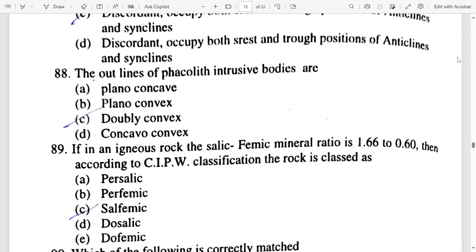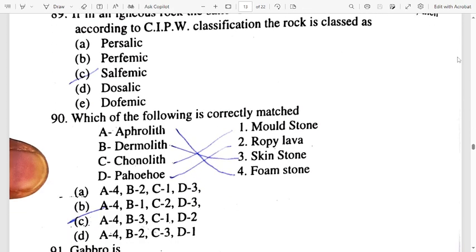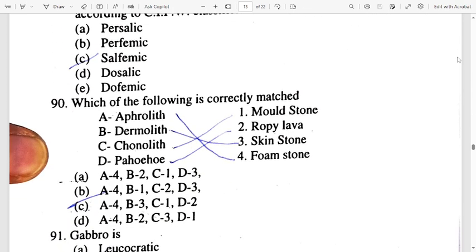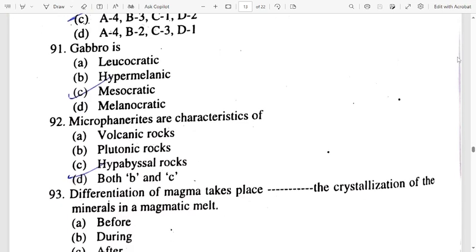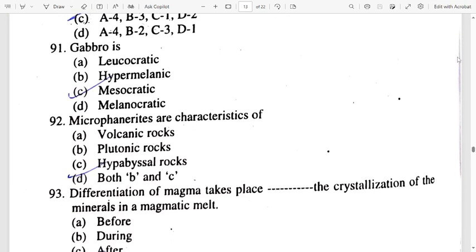If in an igneous rock the salic to femic mineral ratio is 1.66 to 0.60, then according to CIPW classification the rock is classed as salfemic. Which of the following is correctly matched? Aphrolith, foam stone; dermolith, skin stone; conolith is mold stone; pahoehoe, ropy lava; gabbro is mesocratic.